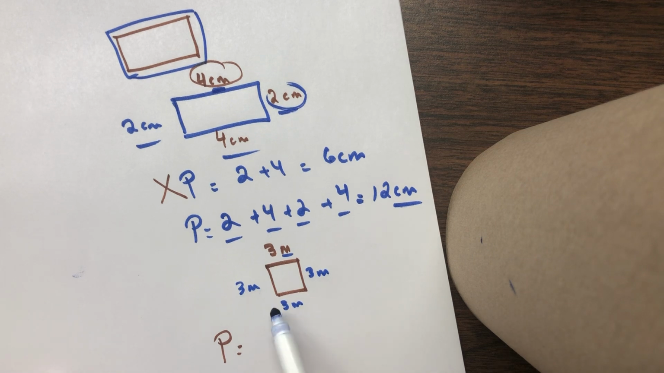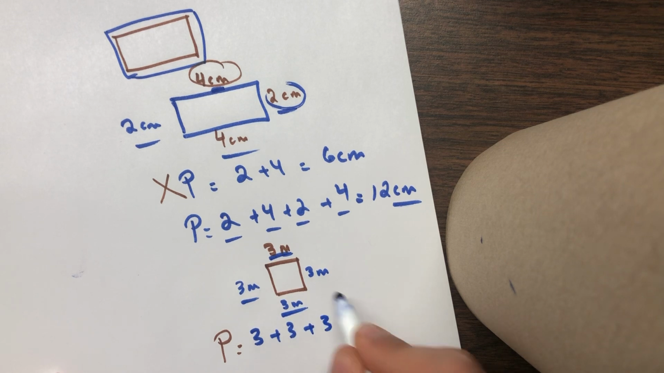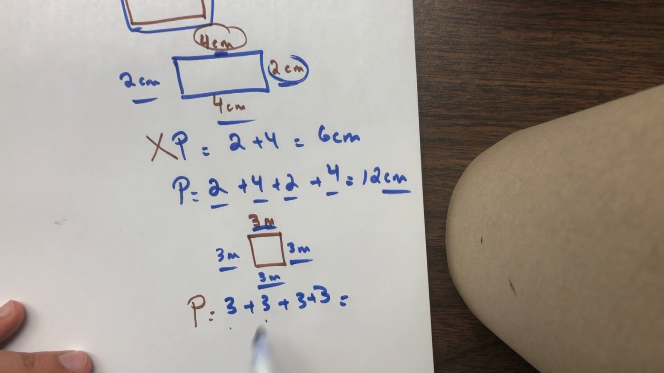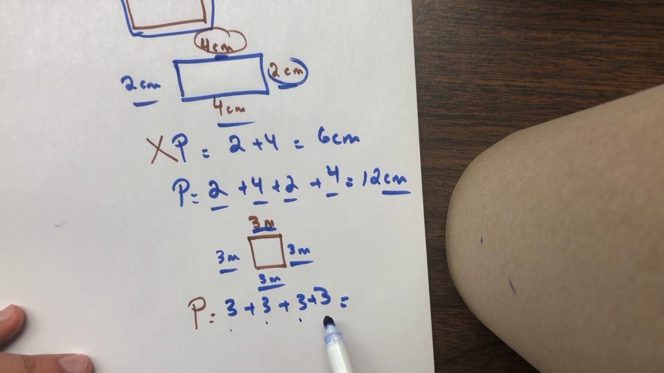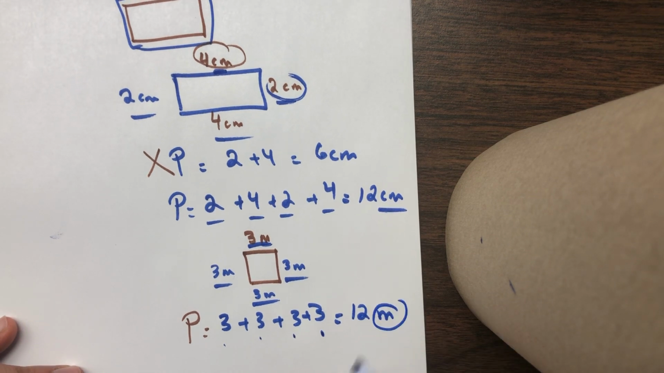And let's calculate the perimeter. So we have 3 plus 3 plus 3 plus 3 to get the answer of this perimeter. So now we would add them up. 3 plus 3 equals 6, plus 3 equals 9, plus 3 equals 12 meters. Again, we must include the unit.